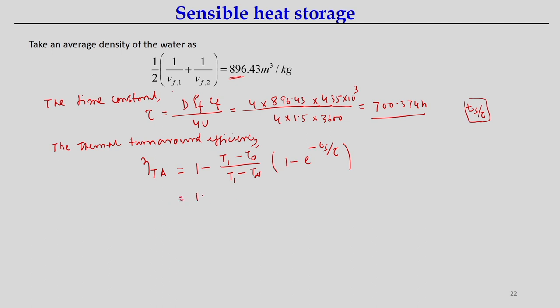So, if we substitute the values, 1 minus T1 is 212.37 minus 20, then we have 212.37 minus 120.23 at that condition, and then we will have 1 minus e to the power of Ts by tau. Okay. So, we can do the calculations and we can find out the values of Ts by tau, which is equal to about 0.193. So, once we know these values, then straight away we can calculate the storage time.